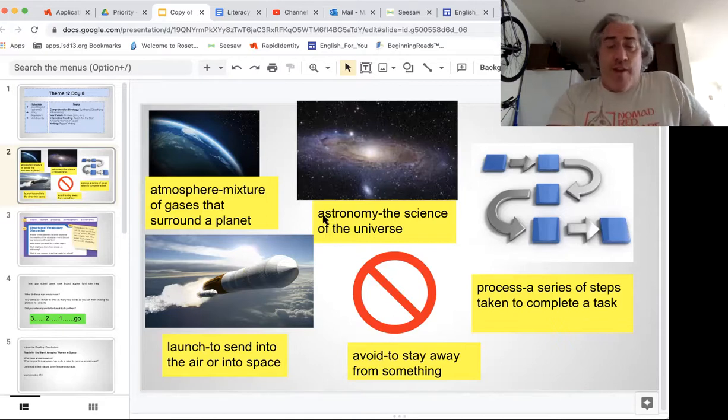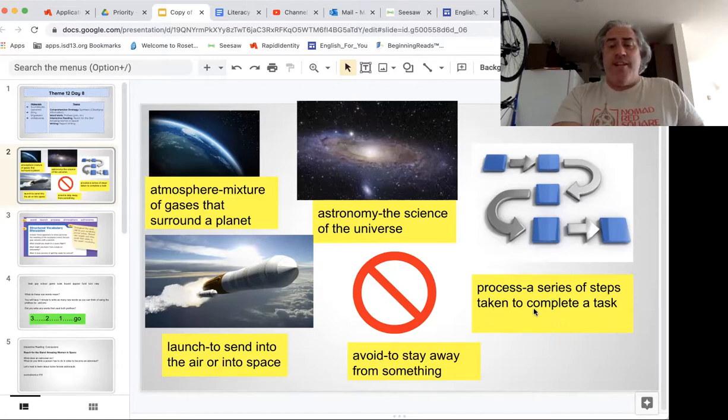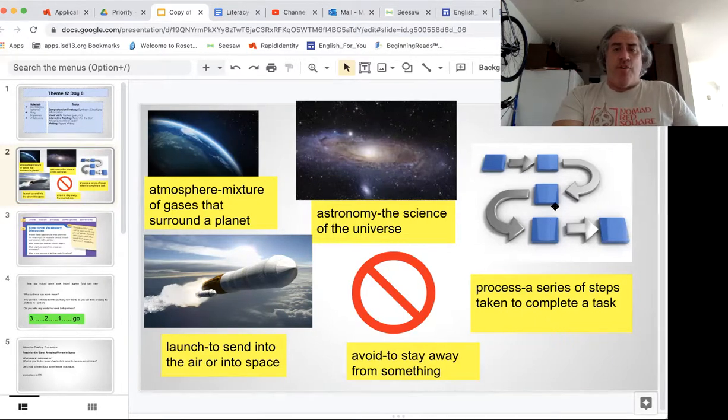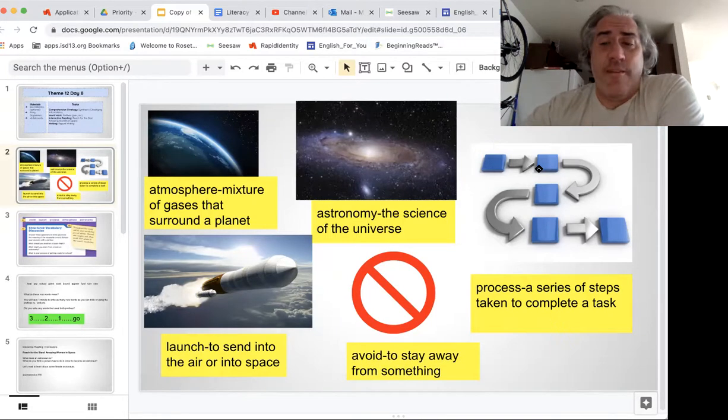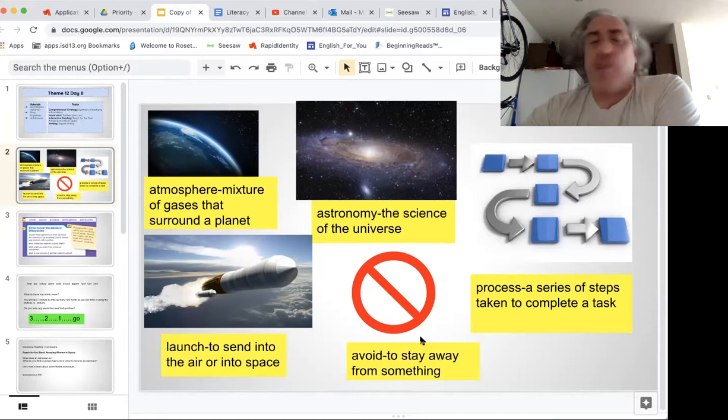Next word is astronomy, the science of the universe. Astronomy. Process is a series of steps taken to complete a task. You can look at this and it almost looks like our job board. Our job board could be called a process. It's just first you do this, then you do this, next you do that. That's called a process. Avoid means to stay away from something or to not do it.